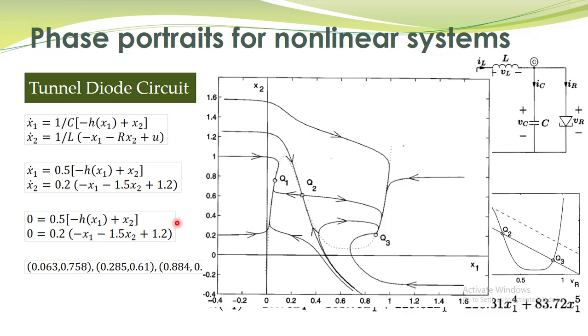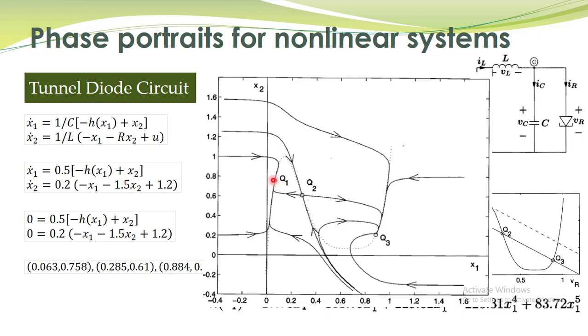Phase portraits are given over here. Again, we still do not know how to plot these phase portraits. However, we have gained enough knowledge to analyze the behavior of systems using phase portraits. So here is one equilibrium point at 0.063 and 0.758. Here is the point on the horizontal axis, and on the vertical axis something near 0.7, right? The second equilibrium point is over here. The third equilibrium point is over here.